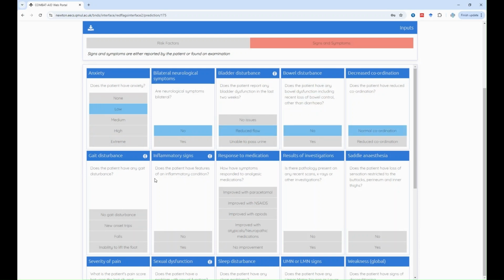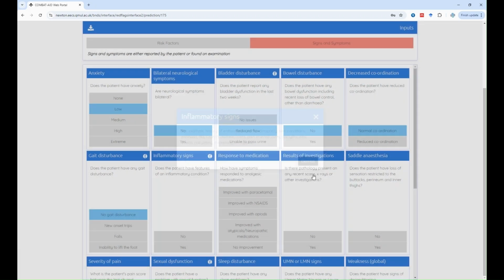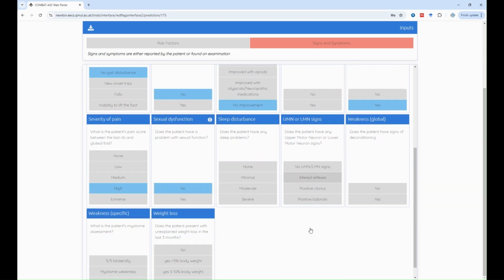Continuing to work your way through the questions, again, you've got a little bit of an aide-mémoire for some of them where there is a lot more information that you might need, particularly if you're unfamiliar with the signs that you're looking for from that question. Working through all of the questions, once again, they're all optional, so you can just answer the ones that you think are relevant to the patient that you're assessing in front of you.